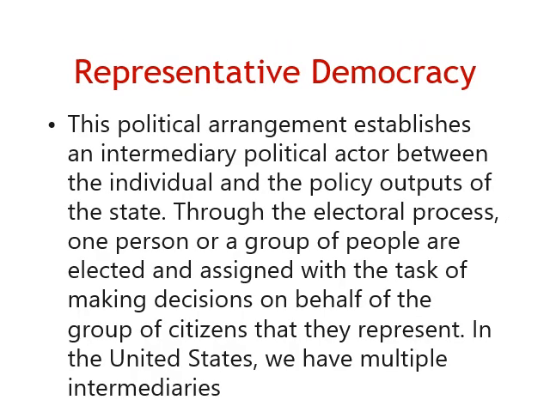So representative democracy actually is a solution to the problems that emerge as a result of direct democracy. This political arrangement establishes an intermediate solution, or a way to fix the problems of direct democracy. It is part of an intermediary political actor between the individual and the policy outputs of the state. Through the electoral process, one person or a group of people are elected and assigned with the task of making decisions on behalf of other groups or citizens that they represent in a way.